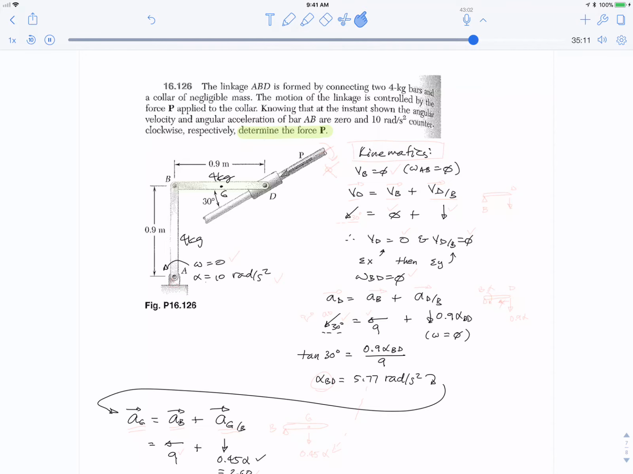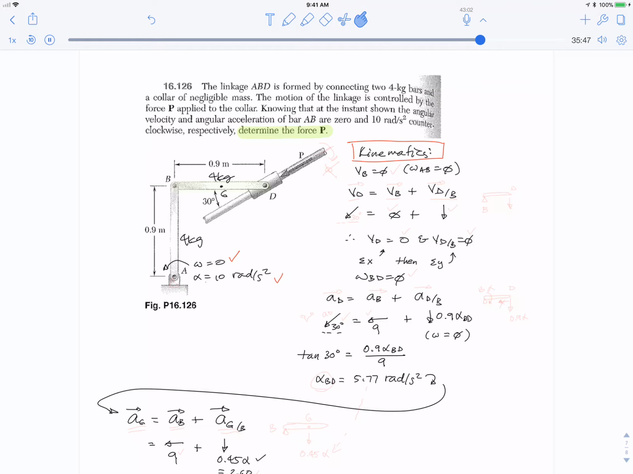So let's start with the kinematics. There's some kind of interesting things going on. We're given that the angular velocity omega of AB is 0, but the alpha is 10 radians per second squared. Often when velocity is 0, acceleration is not 0, so it's not surprising. But I think it's the first time we've done a problem with a velocity equal to 0. So anyway, let's start with the kinematics. And whenever we do the kinematics, we start with the velocity first.